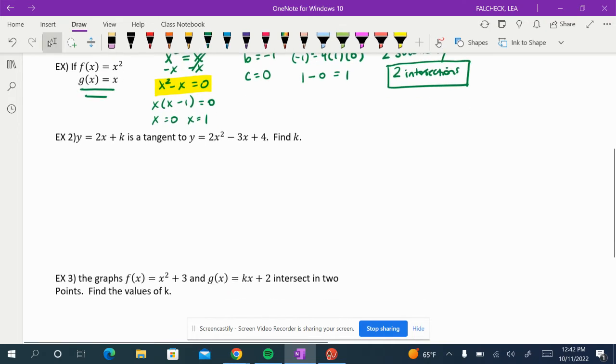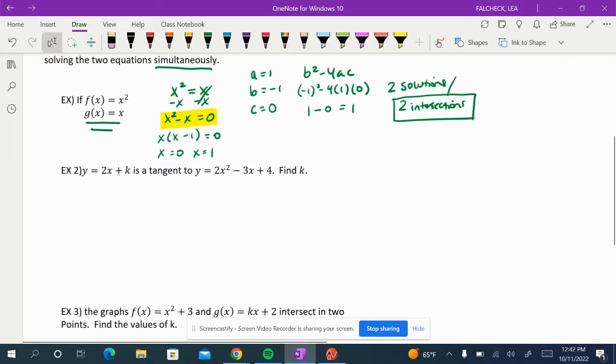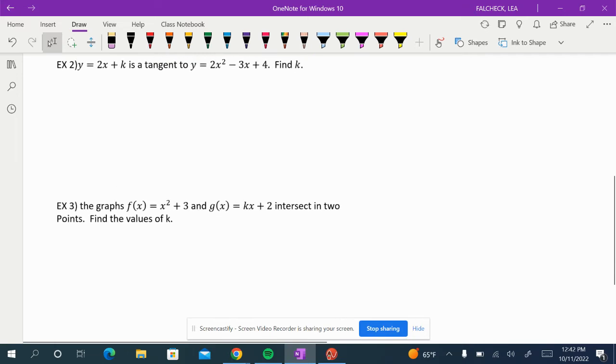Very cool. So look, check out this graph. I graphed it and queued it up. We have two intersections of these two functions, the parabola and the line, and we used the discriminant to determine that.